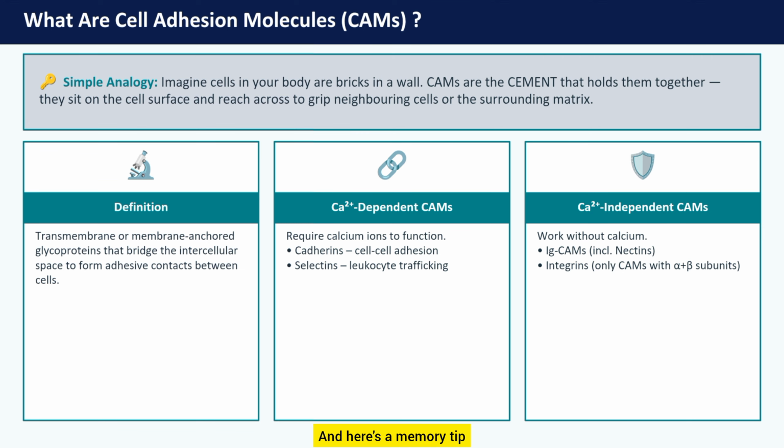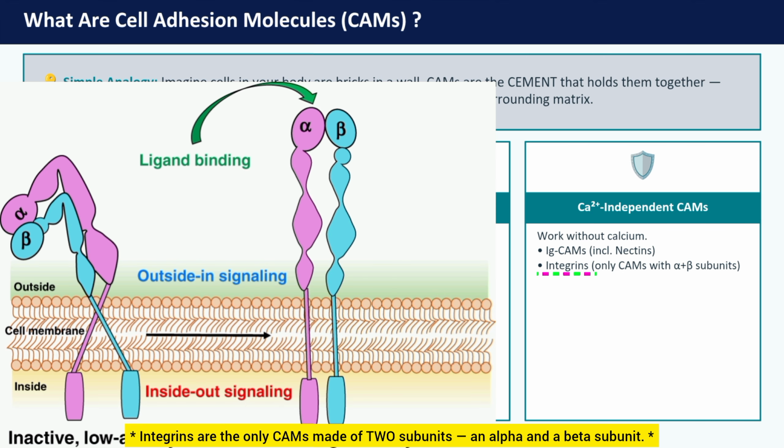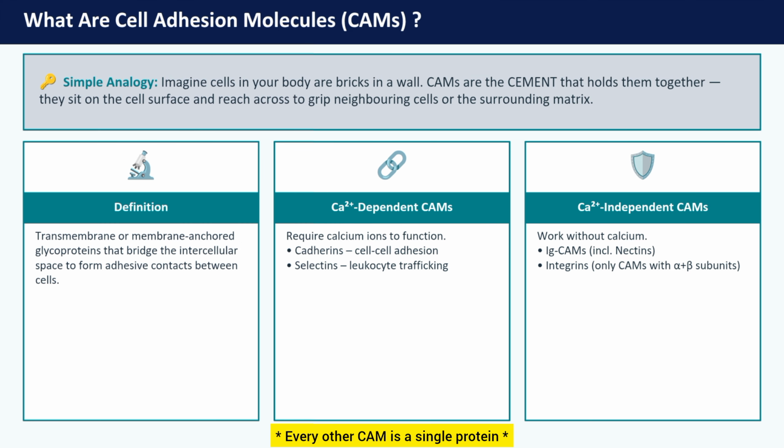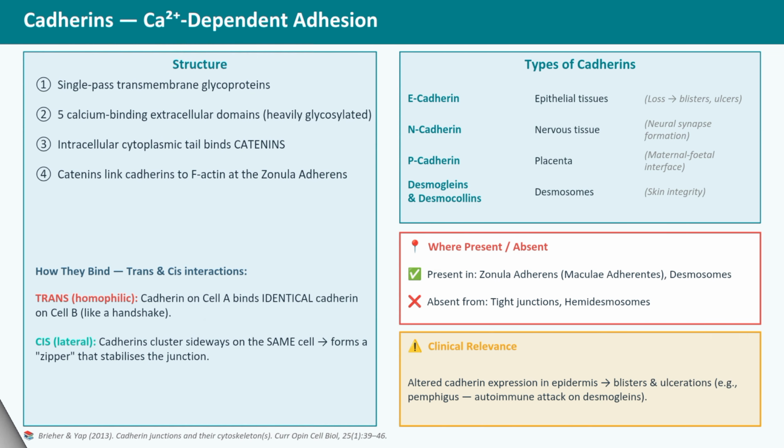And here's a memory tip. Integrins are the only CAMs made of two subunits, an alpha and a beta subunit. Every other CAM is a single protein. Integrins are unique in this way. Remember that for your exams. Let's now go through each group in detail.